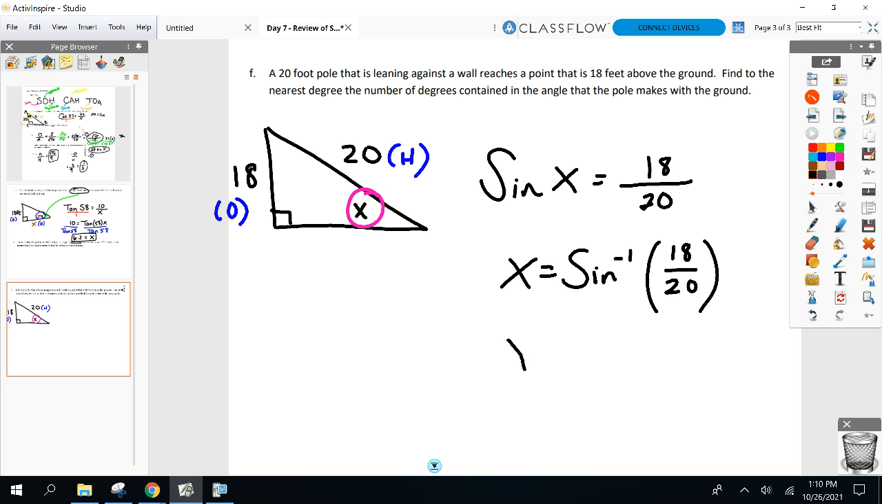And what do we end up with? Second sine, 18 over 20. What do you have? About, what's the nearest degree? 64 degrees. 64 degrees. There you go. So that's the only change up for when I find an angle.